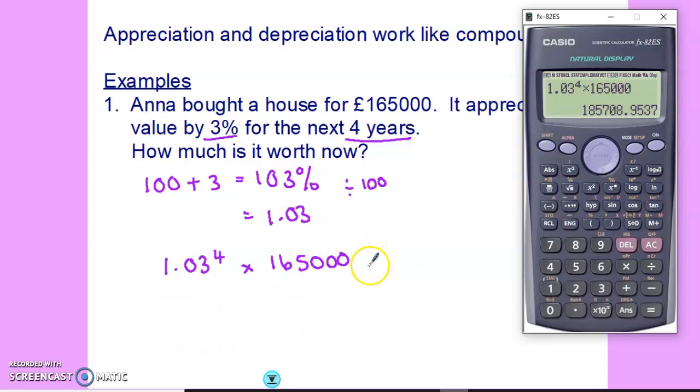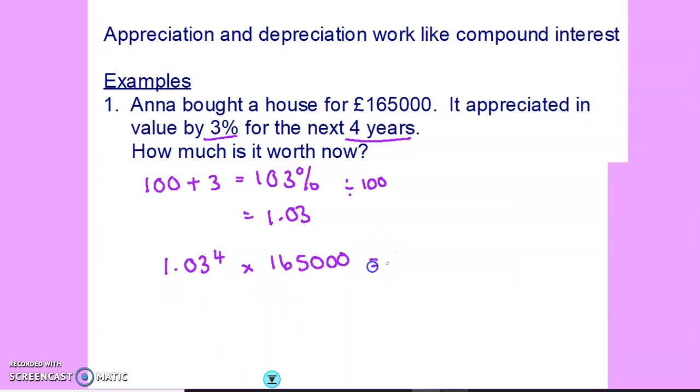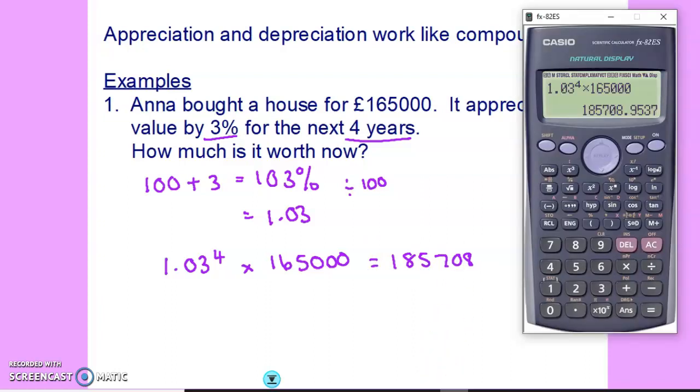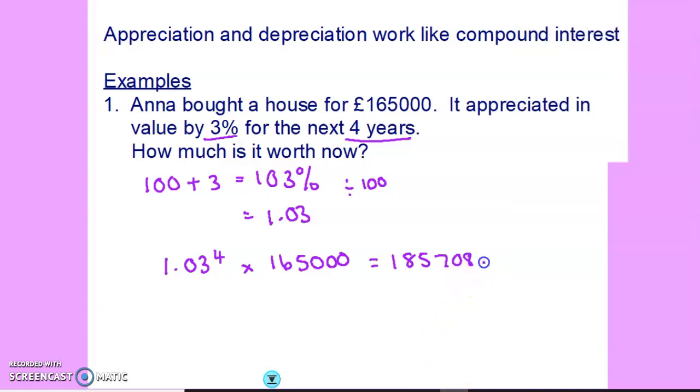I need to try and remember this number now. 185708.95. So the house is now worth £185,708.95.